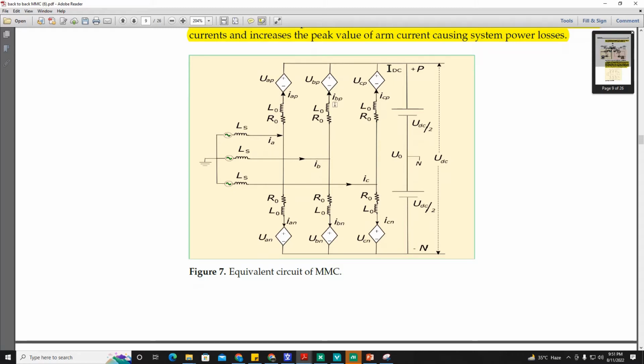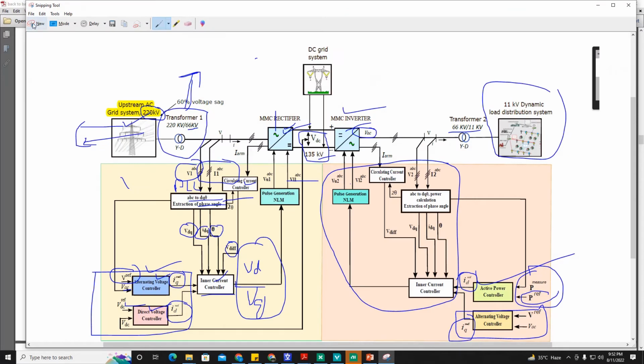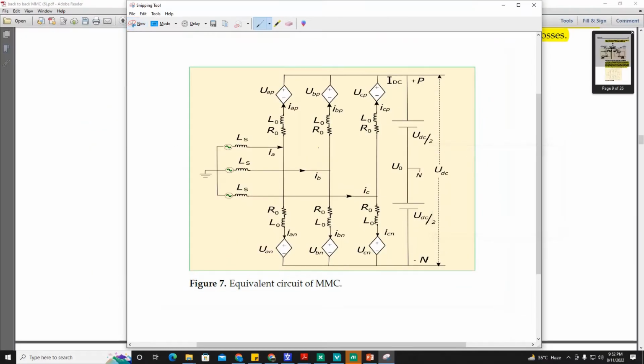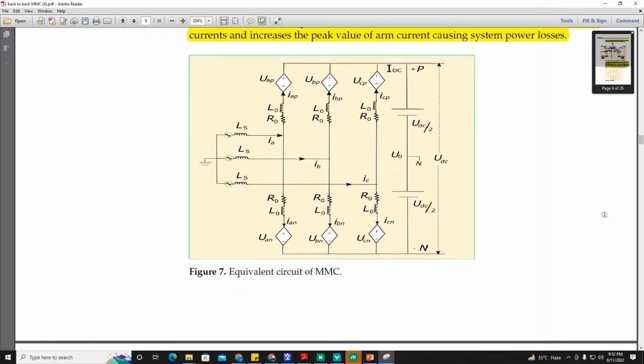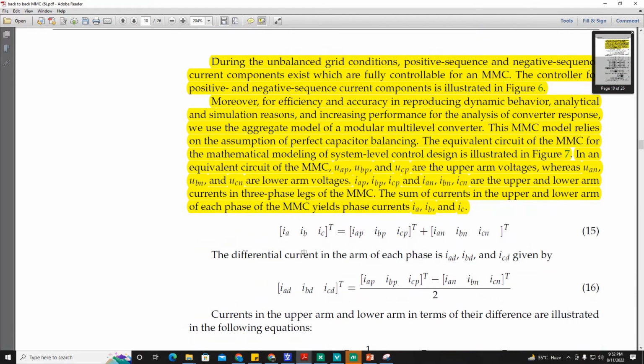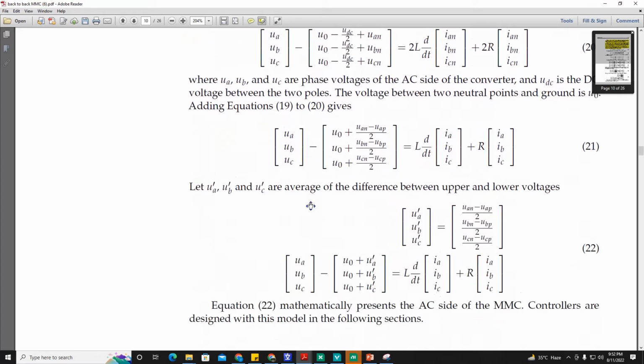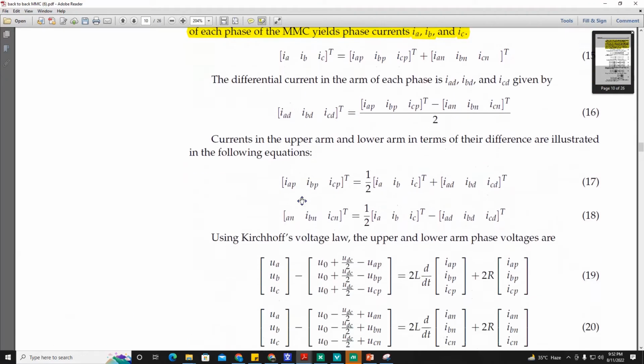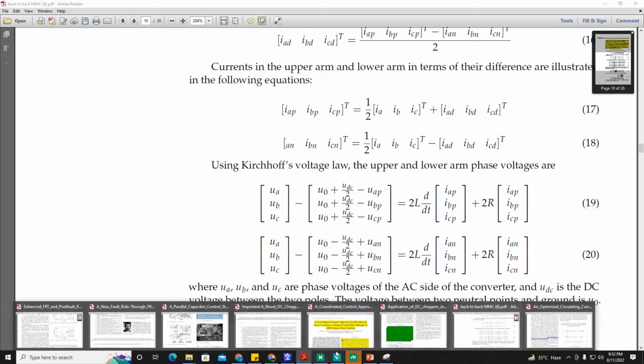So there are basically 3 legs: leg 1, leg 2, leg 3. These are upper arms. So 6 arms, 3 legs. All right. Let's discuss the mathematics of this model. I would prefer to discuss the mathematics from another paper, because it explains the same equations in a simpler way.